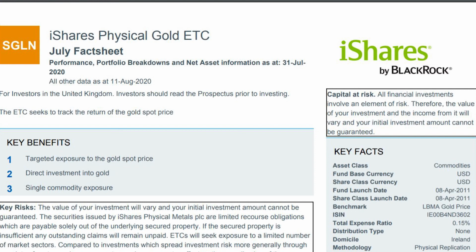Let's look at some of the key facts for this particular ETC. The base currency here is also USD. The total expense ratio is lower at 0.15%. The domicile here is in Ireland. However, there is no dividend that is paid out in this particular ETC, as gold does not produce any dividends or any income, hence nothing is paid out.